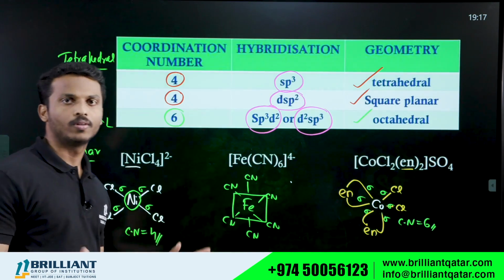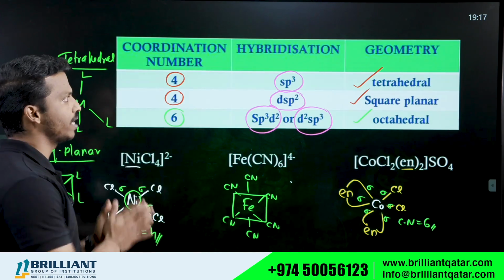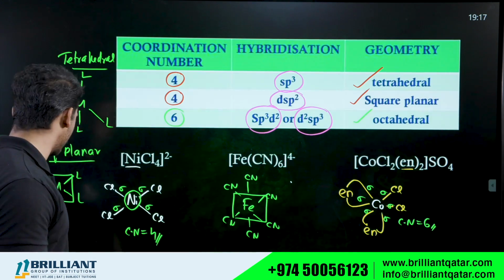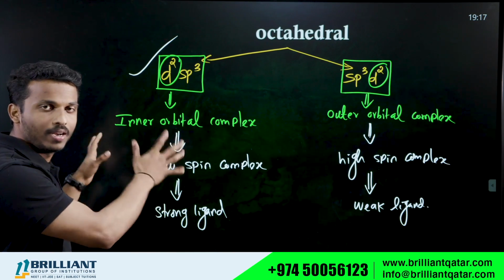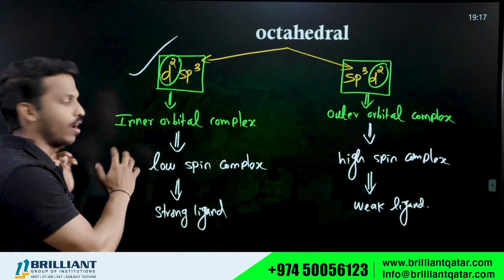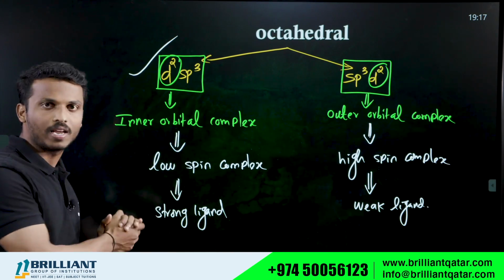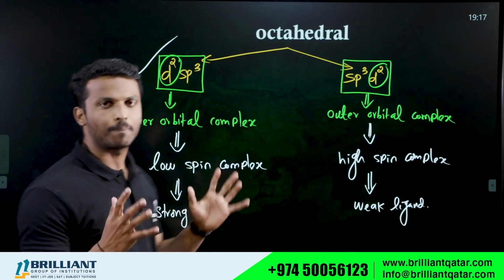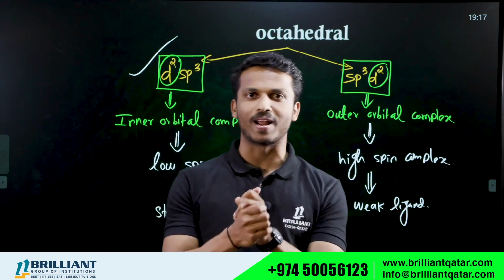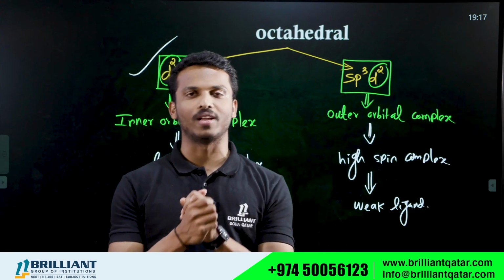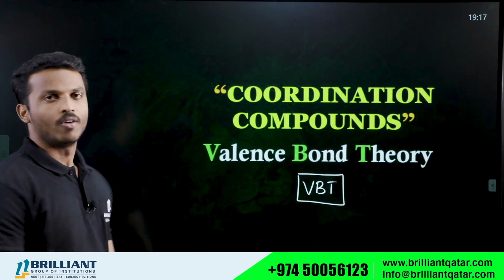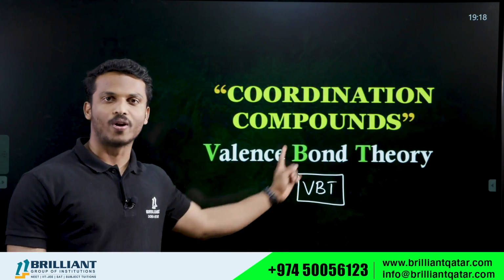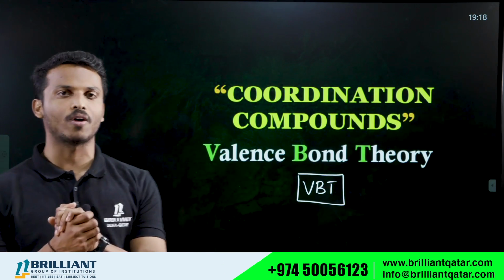So if you know the table, meaning the hybridization and the corresponding structure, and if you know this concept, then for octahedral there are 2 types, inner and outer, low spin and high spin, whether a strong ligand or weak ligand is present, everything, even the magnetic property, whether it is para or dia, you can explain through the help of which theory, dear all? VBT, Valence Bond Theory. So keep practicing, all of you.